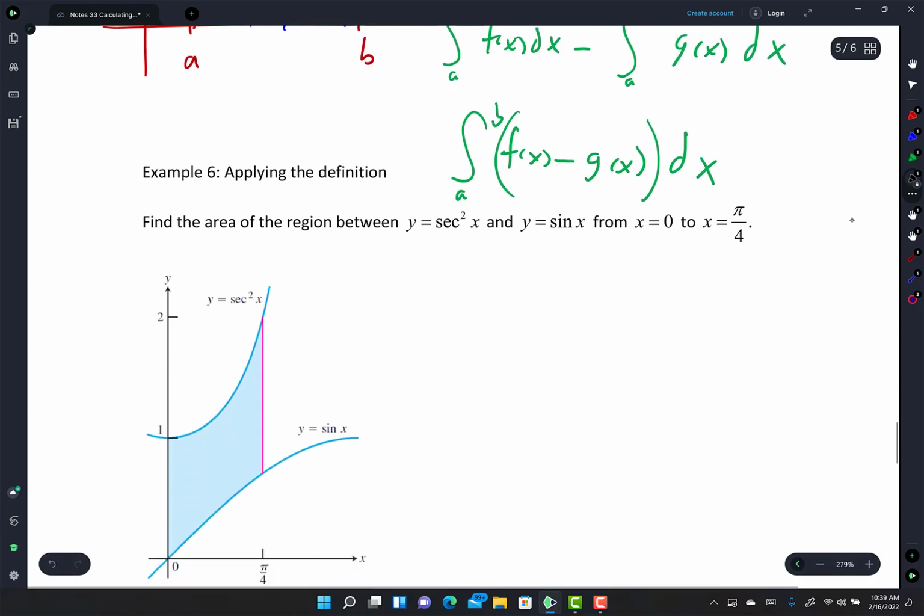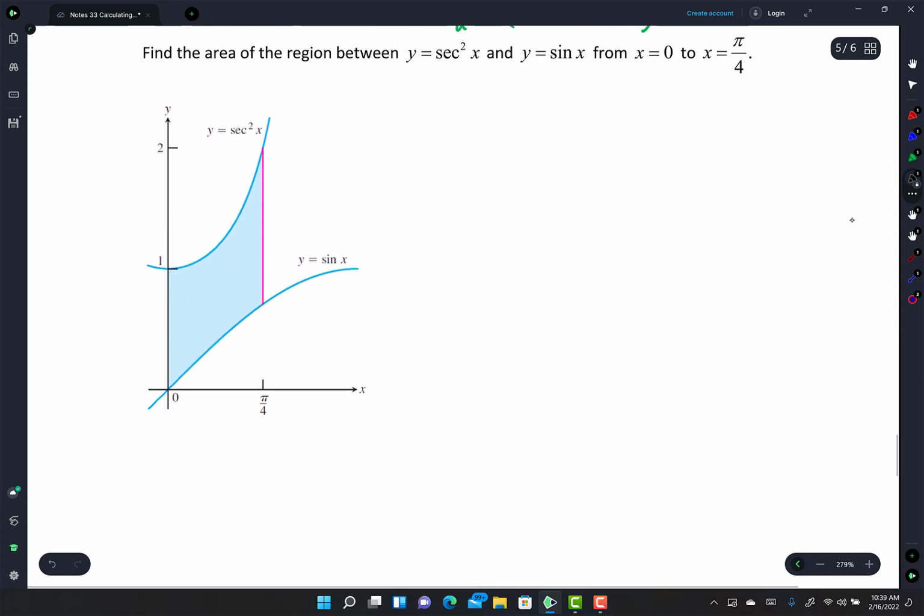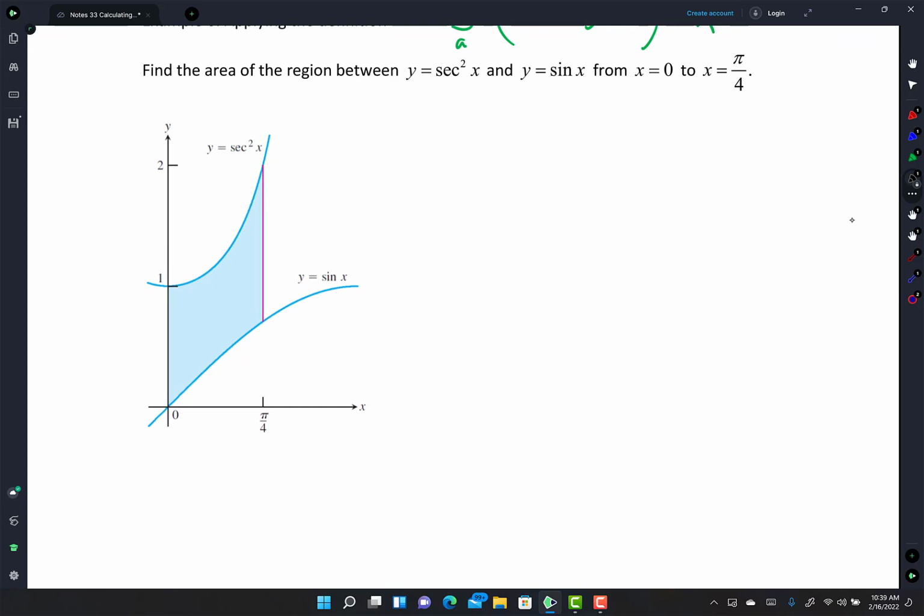All right. The concept's straightforward. There's nothing crazy. Sometimes you need calculators, sometimes you don't. I think for these, let's go ahead and practice with our trig, secant squared and sine. You don't need a calculator for this one. Ready? Help me out. I want that area in blue. Tell me what to write.